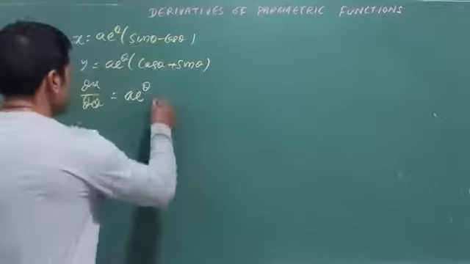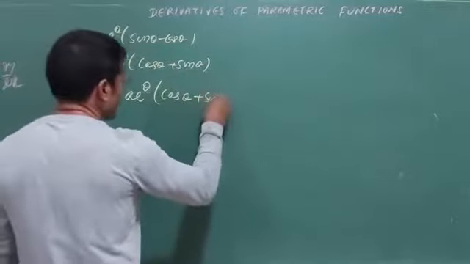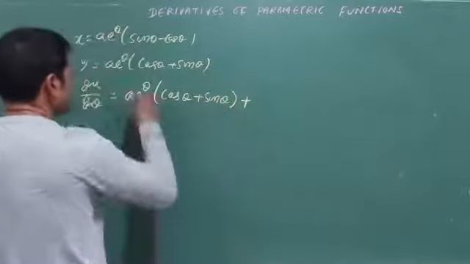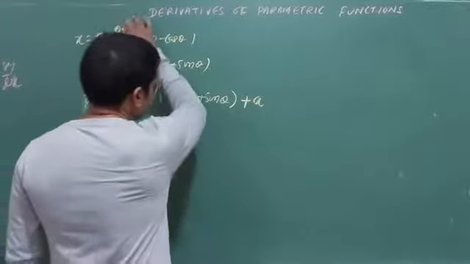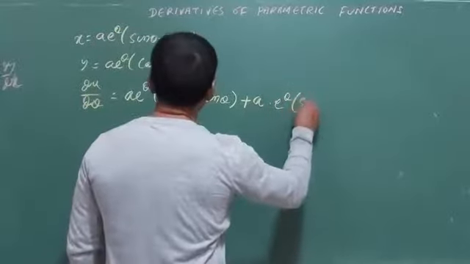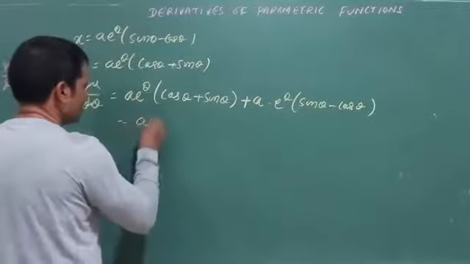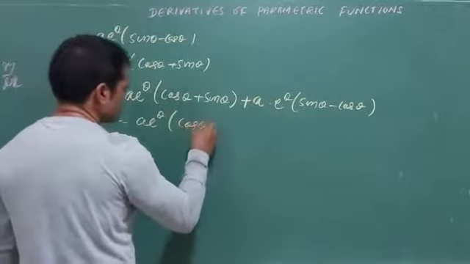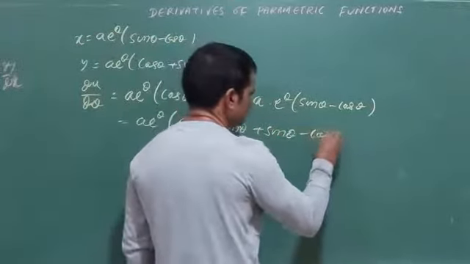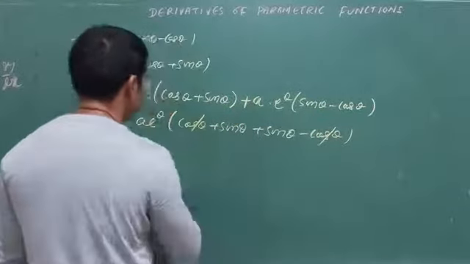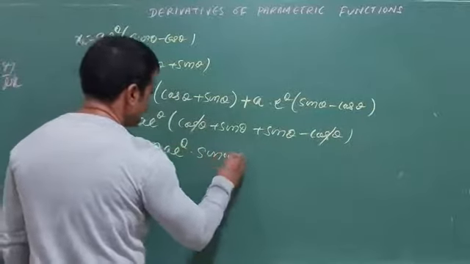Product rule will apply. Sin θ, derivative cos θ; cos θ, derivative minus sin θ, plus keep this one silent. a is already a constant. The derivative of e^θ is e^θ, so no change, times (sin θ − cos θ). Take a e^θ common from both: (cos θ + sin θ) plus (sin θ − cos θ). Cos cancels out.